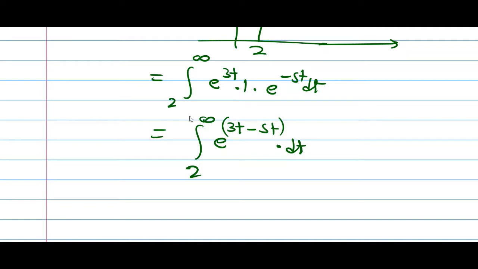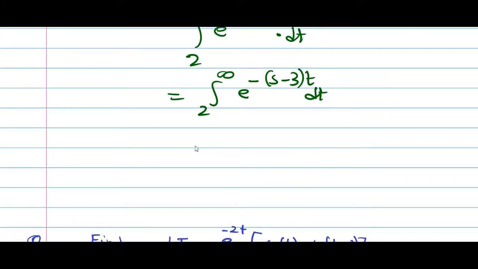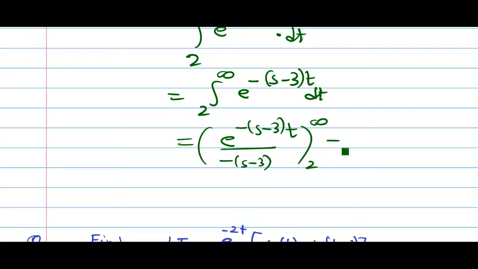Now whenever one of the limits is infinity, take minus sign common from exponential, so it becomes integration 2 to infinity e raised to power minus, I will take the minus sign common as well as t common. So it is nothing but s minus 3 times t dt. So solve this integration, you will get the answer. So e raised to power minus of s minus 3 upon minus of s minus 3, limits 2 to infinity. Substitute upper limit, so it becomes e raised to minus infinity. Substitute lower limit, so e raised to power s minus 3 times 2 divided by minus of s minus 3.